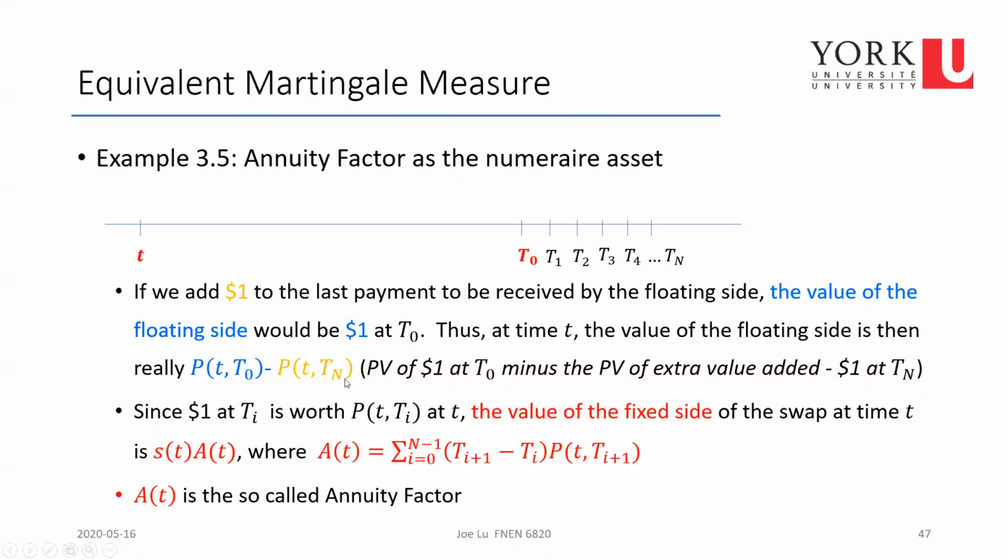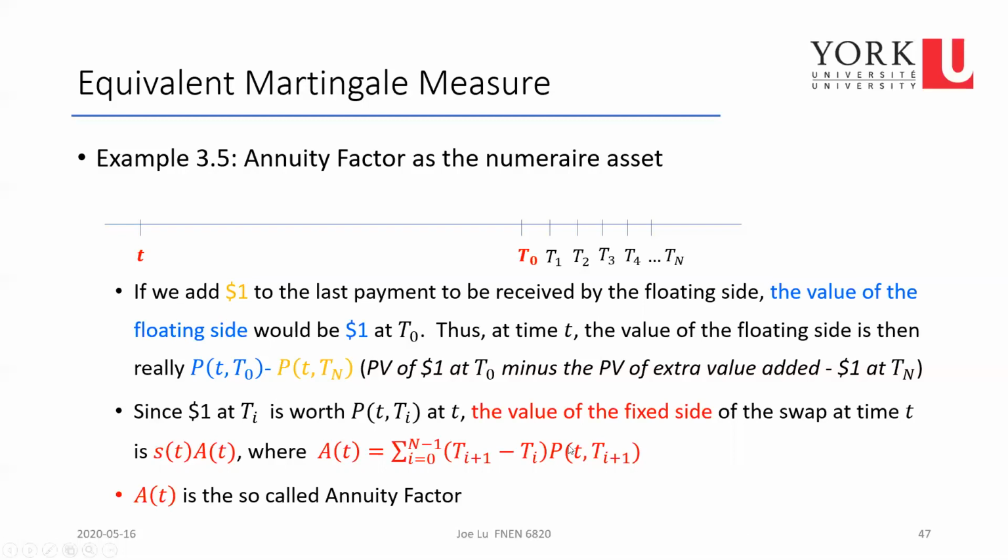Now we have added $1 at the end here. We have to subtract that value out. Now the value of $1 at big Tn is this value at the little t. So at the little t, the floating side of the swap is basically this. Now the value of the floating side must equal the value of the fixed side for the swap.